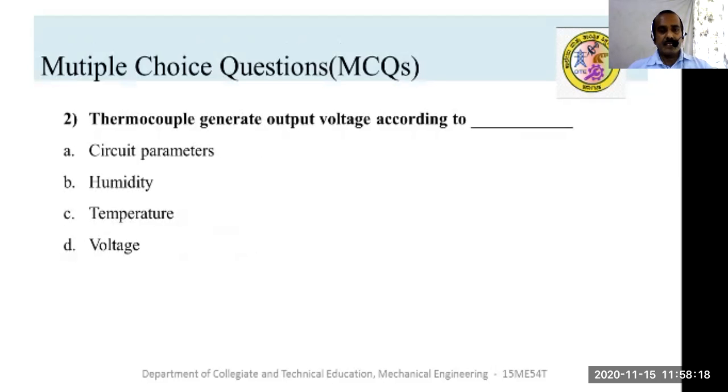Thermocouple generates output voltage according to circuit parameters, humidity, temperature, voltage. The answer is C. Thermocouple is a device which is capable of producing output voltage according to the input temperature.